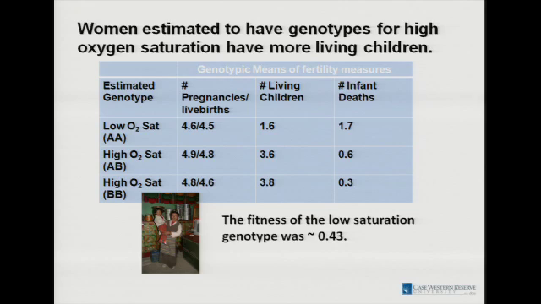And the fitness of the low saturation genotype was 43. So for every 100 children left behind by the high saturation women, only 43 were being left behind by the low saturation women.